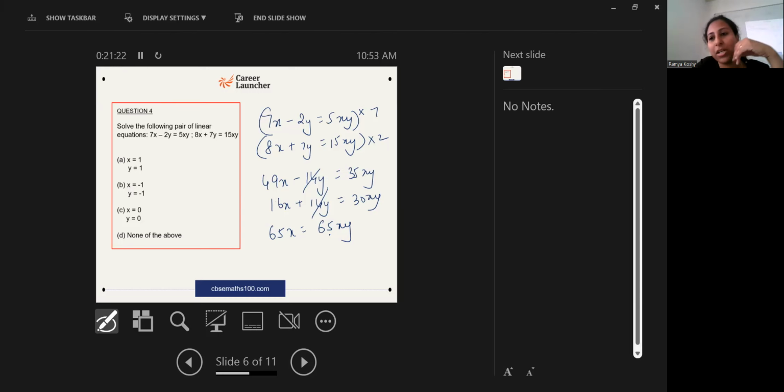What does cancellation actually mean? You divide. Cancellation actually means you're dividing both sides by 65x. By which value are you not allowed to divide any equation? 0. Division by 0 is not possible in maths. So if I'm dividing both sides by 65x, that means x is not equal to 0. So can this be the answer? No. That means over here, y is equal to 1 is the answer, because I'm able to cancel, because x must not be 0.